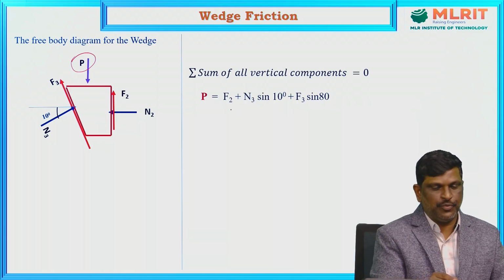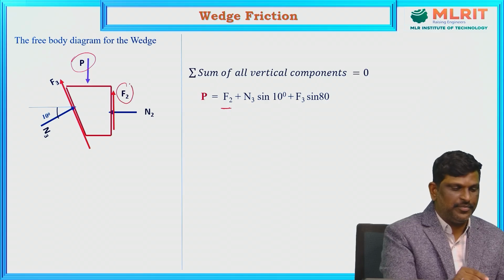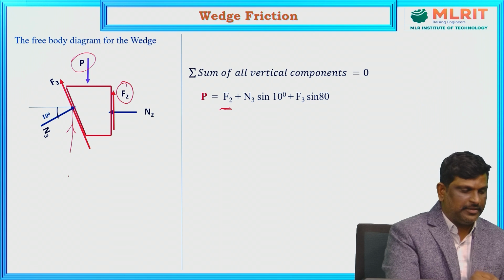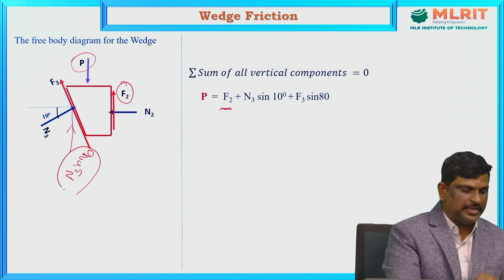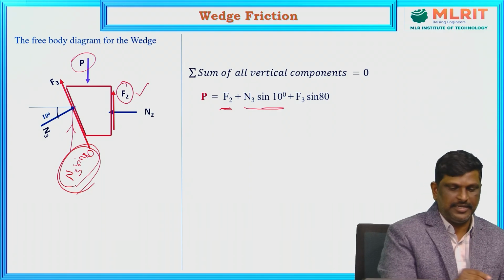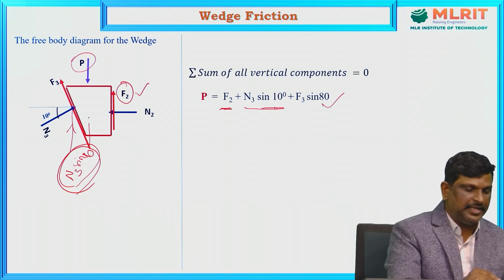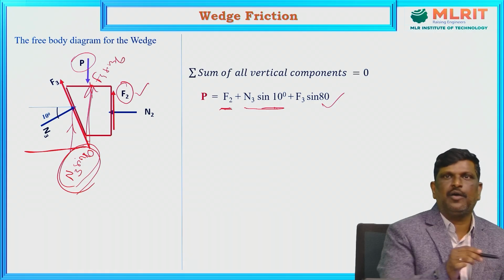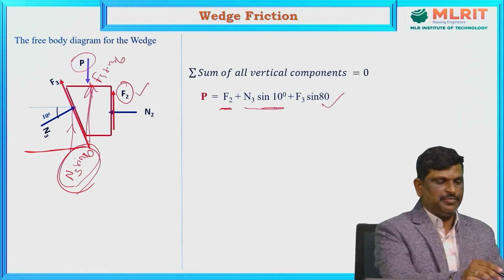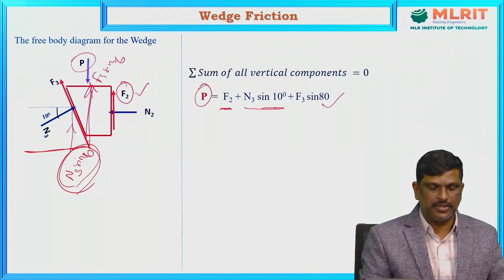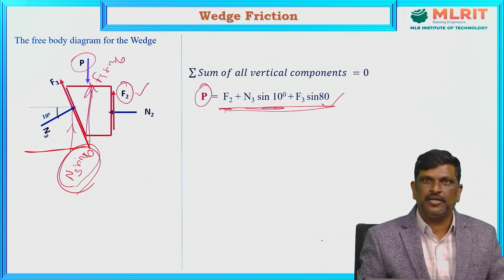So P is equal to F2. F2 is purely vertical, directly it is taken. And we know that the vertical component for N3 is N3 sin 10, which is acting in the upward direction. So F2 is upward, N3 sin 10 is also upward, and F3 sin 80 is also upward. The P is balanced by the three forces. The P alone is acting in the downward direction, and the remaining three forces are acting in the upward direction.